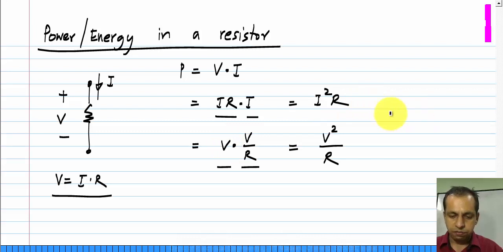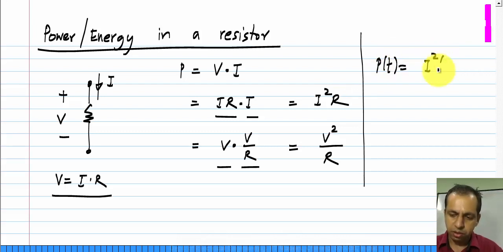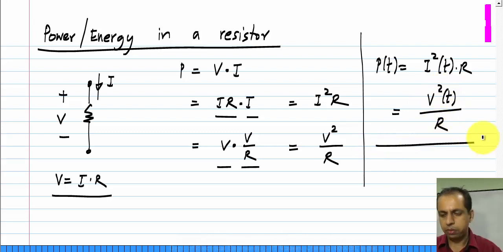Now, of course, if voltage or current is dependent on time, then power will be varying with time, but the expressions will be the same. This is the power delivered to the resistor, which can also be written as V square divided by R. So, this is the expression for the power delivered to a resistor.